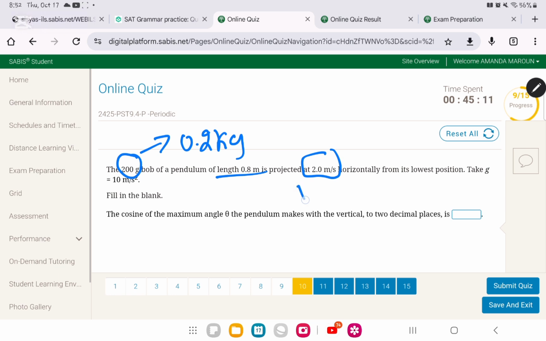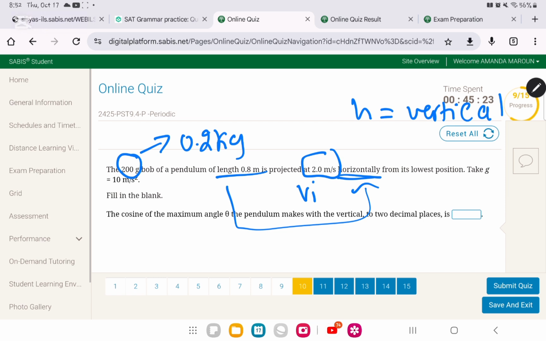This is V initial horizontally. So this is the horizontal distance, meaning it's not the height. Height is vertical distance. Okay? From its lowest point, take g equal to 10 meters per second squared. They're asking for the cosine of the maximum angle.